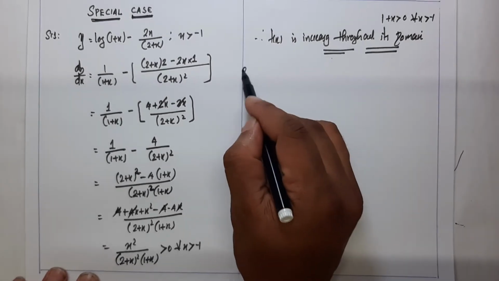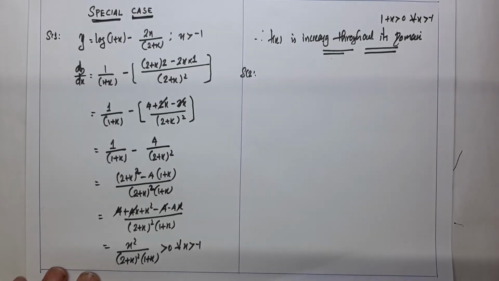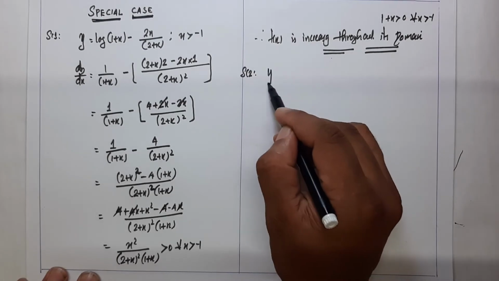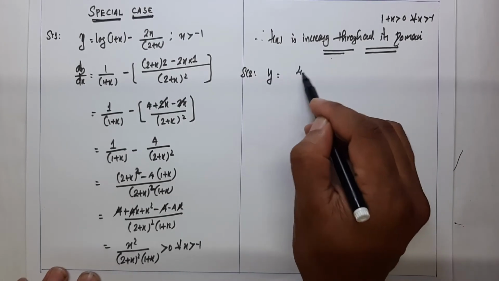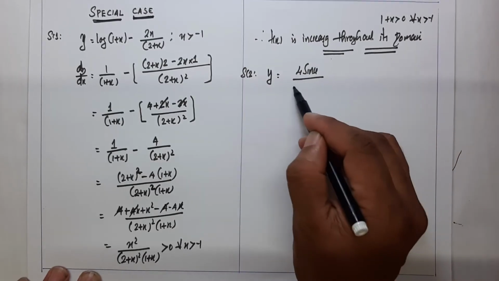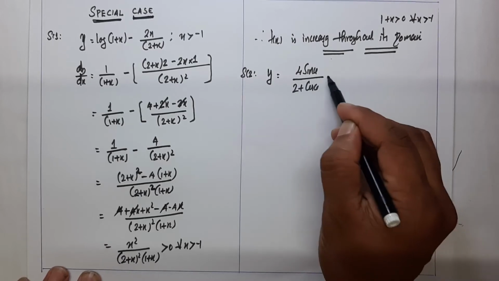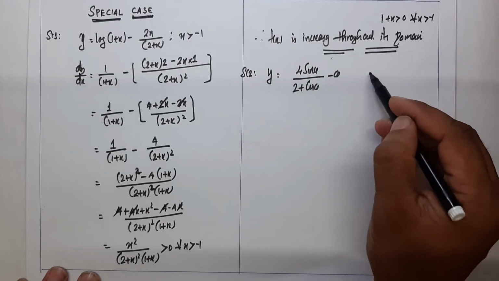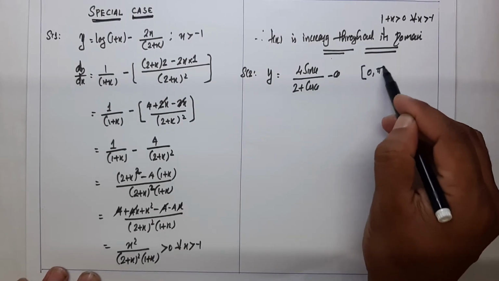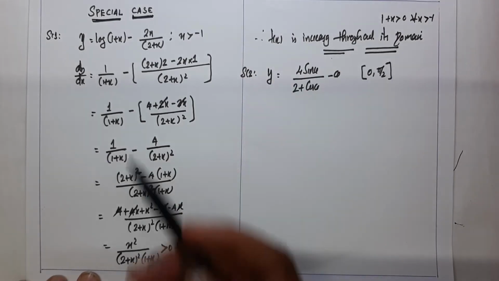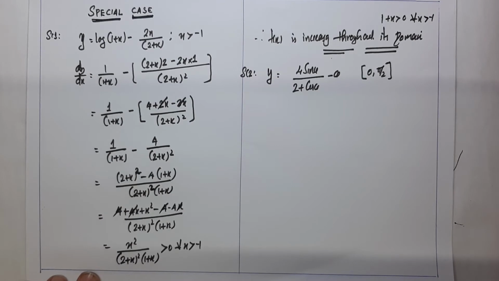Now special case 2. The next question is, prove that the function y is equal to 4 sin theta divided by 2 plus cos theta minus theta is increasing in the interval 0 to pi by 2. In the first question we had to prove it is strictly increasing, but here the question says increasing. So we have to write that f of x is increasing throughout the domain.